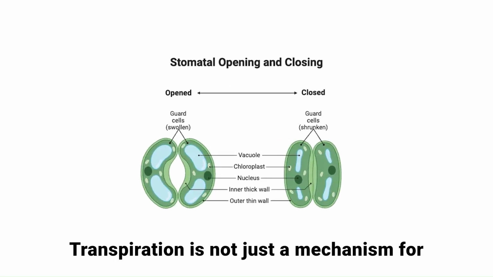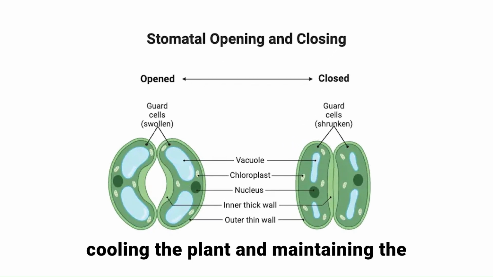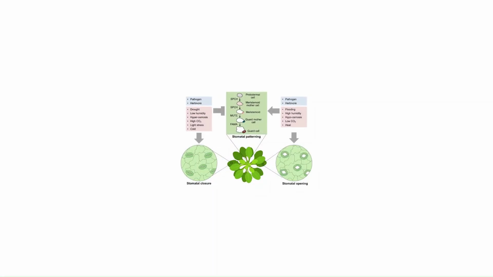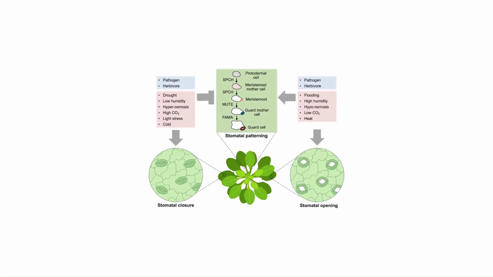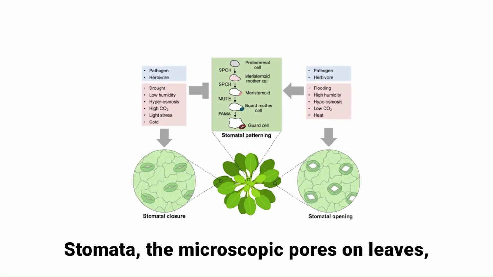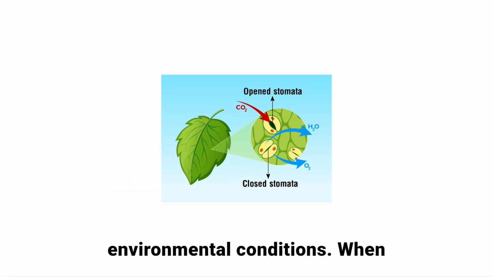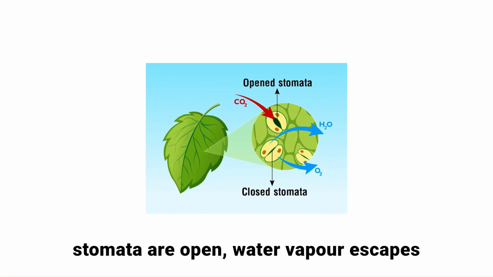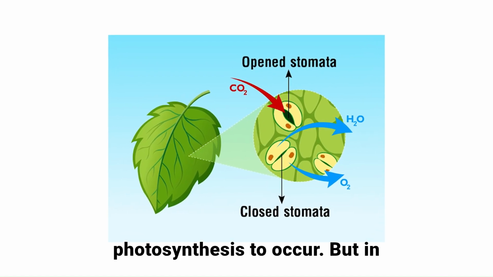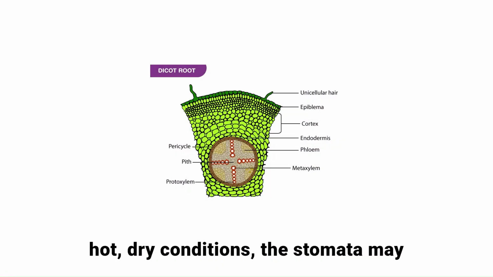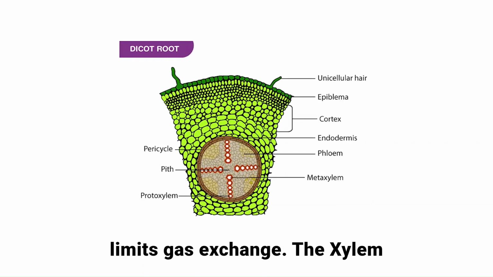Transpiration is not just a mechanism for water transport. It also helps in cooling the plant and maintaining the flow of minerals from the soil. However, it must be carefully regulated, especially in dry conditions. Stomata, the microscopic pores on leaves, control the rate of transpiration by opening and closing in response to environmental conditions. When stomata are open, water vapor escapes and carbon dioxide enters, allowing photosynthesis to occur. But in hot, dry conditions, the stomata may close to reduce water loss, which also limits gas exchange.